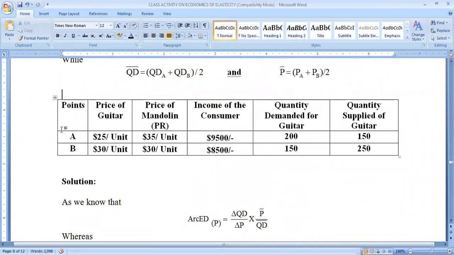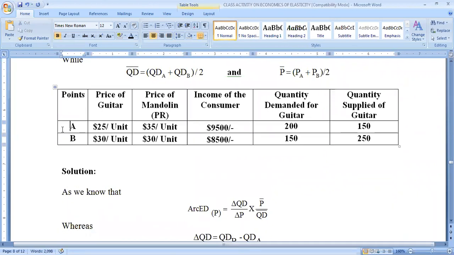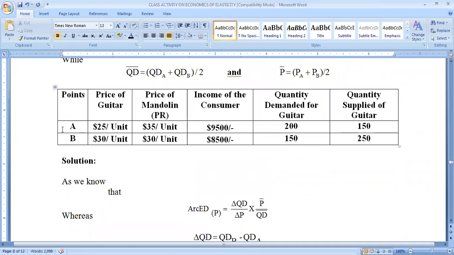This is a table that we are given. I've just copied that table from the top till here in order to see the values so that I can avoid any type of mistake, right? So let's start the solution. Let's start answering the question.